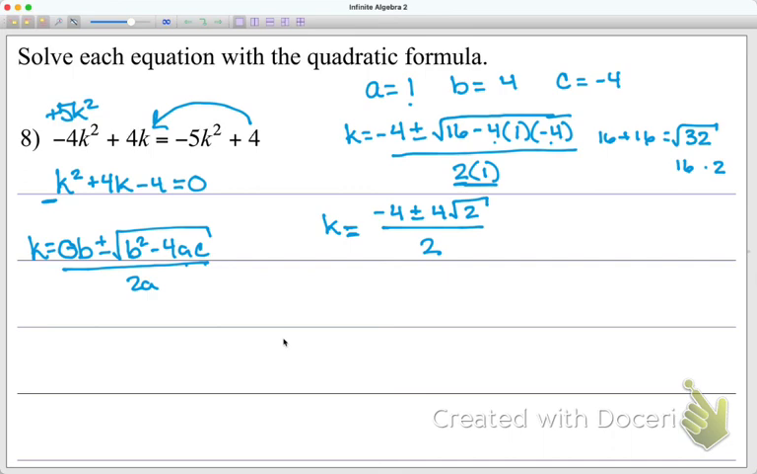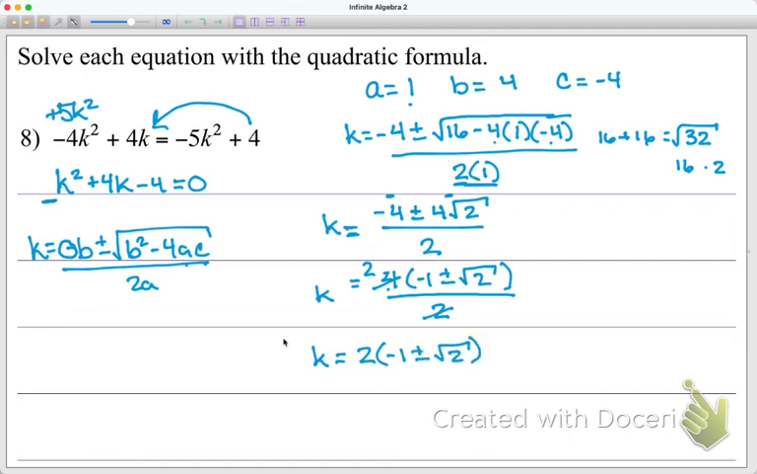In the numerator, does this term and this term have something in common? They both have a 4. So then you have 4 times negative 1 plus or minus the square root of 2. Negative 4 divided by 4 is negative 1. So 2 goes into 4, doesn't it? So 2 goes in here twice. So k equals 2 times negative 1 plus or minus the square root of 2.